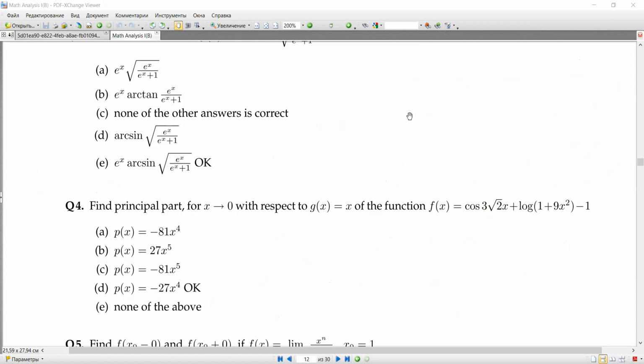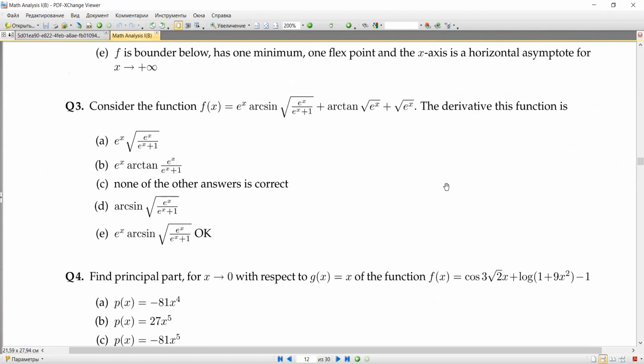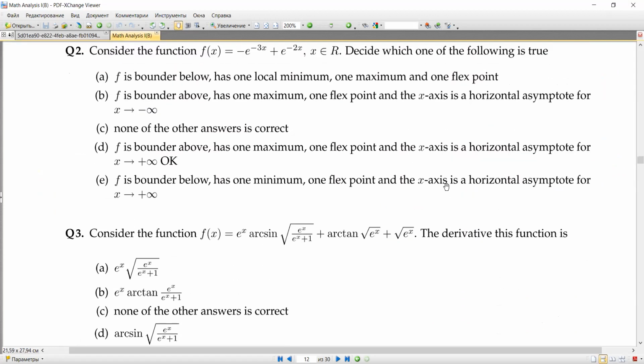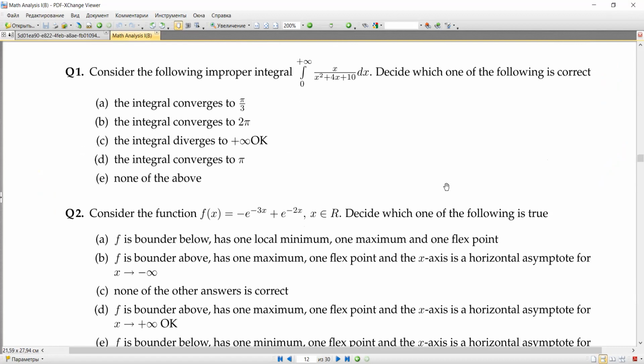So now, for example, if you continue this one, third one is derivative. Second, okay, let's start with the first one. Consider the following improper integral. Decide which one of the following is correct. Again, we have an improper integral. So how to define here whether it converges or diverges in this case? As a power, yes, we are using here minus 1. Yeah, we are using here the comparison theorem.